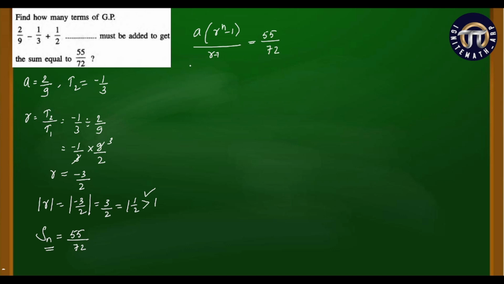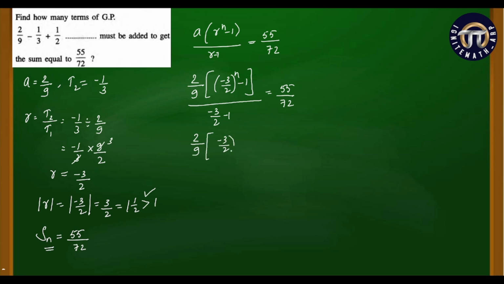Now I'll do the substitution. A is how much? 2 by 9. Then r is how much? Minus 3 by 2, to the power of n minus 1, divided by r minus 1, that is minus 3 by 2 minus 1, is equal to 55 by 72. So now I'll keep this as it is, that is minus 3 by 2 to the power of n minus 1. Here I'll be having it as minus 5 by 2, is equal to 55 by 72.